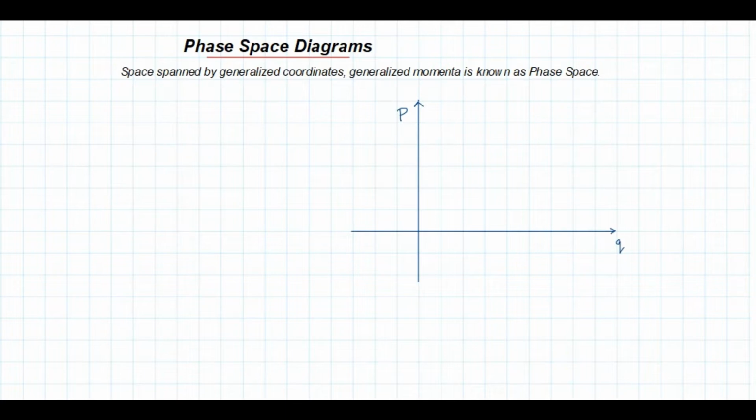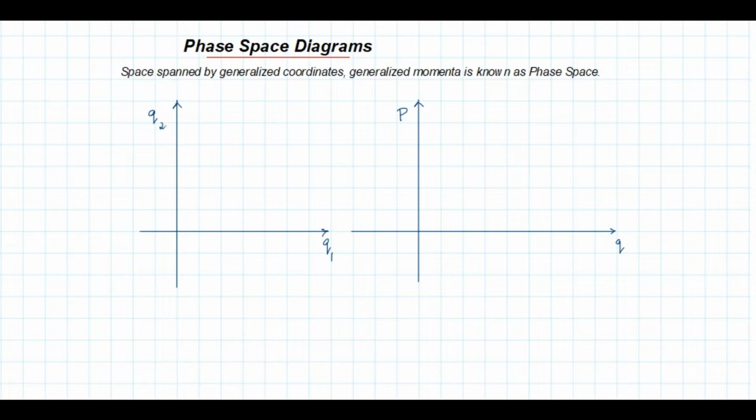Configuration space means the space spanned by generalized coordinates. So you can even draw the configuration space for a system having 3 degrees of freedom, where the axes will be generalized coordinates. For example, for a system of 2 degrees of freedom, in the configuration space the horizontal axis will be one of the coordinates and the vertical axis will be the other. Phase space means a space spanned by generalized coordinates and momenta.